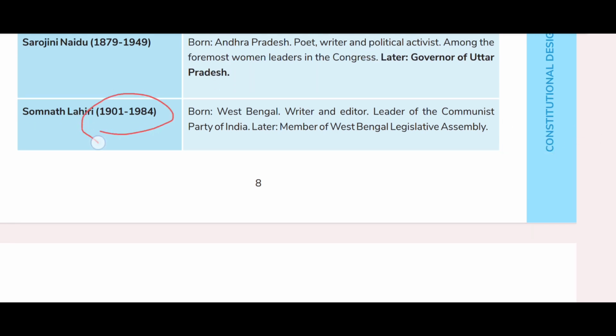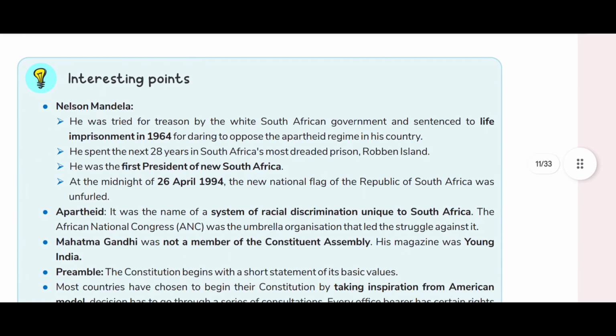Somnath Lahiri was born in 1901 and died in 1984. He was born in West Bengal. He was a writer and editor. He was the leader of the Communist Party of India. Later, he became a member of West Bengal Legislative Assembly.